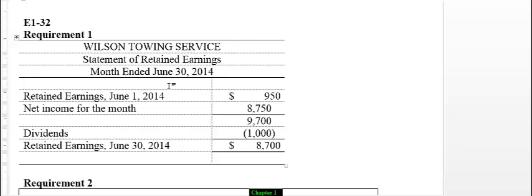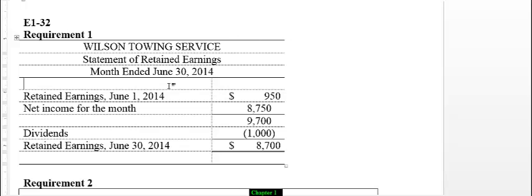So you have to be careful to pay attention to your retained earnings balances. Is it your beginning balance or ending balance that you're given? What we were given was our beginning balance of $950. We used that to help us to solve to get to our ending retained earnings balance of $8,700.